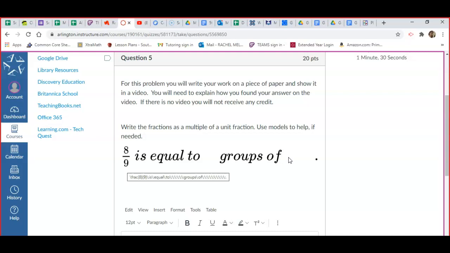Anybody need me to repeat that direction? Brandon, you have a question? Brandon? No, I didn't have any reason. Okay. All right. Are there any questions on that one or on the others?